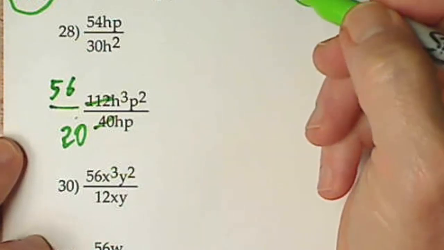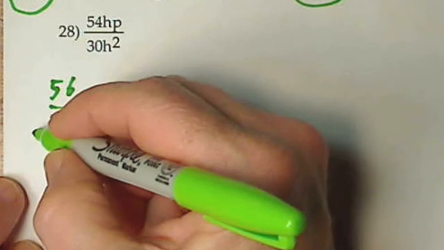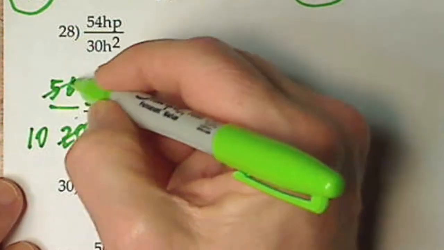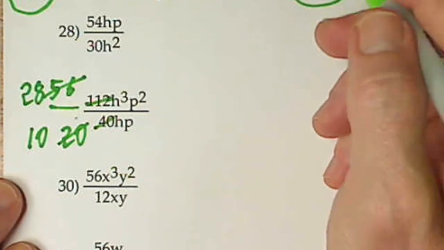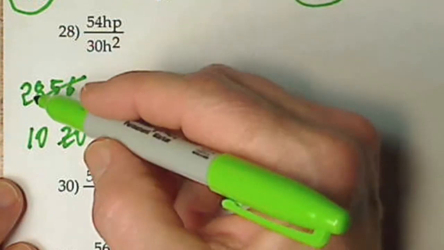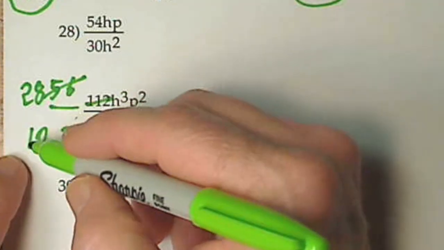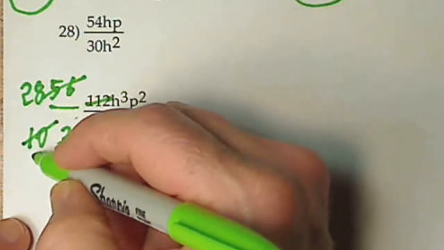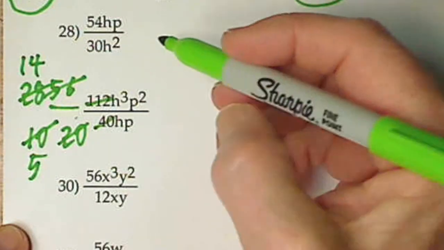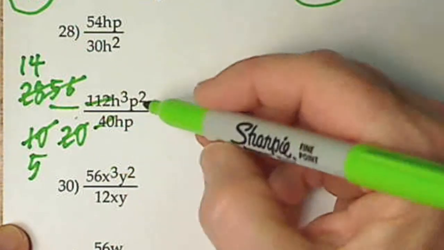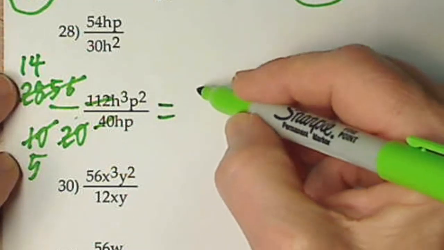All right. And I can cut each of these in half, right? 20 divided by 2 is 10. 56 divided by 2 is 28. All right, see, you can just keep going. 2 will still go in there. So I'll just cross them out here. 2 goes into 10 5 times. 2 goes into 28 14 times. So I still got to deal with my variables here. But I've got 14 over 5.